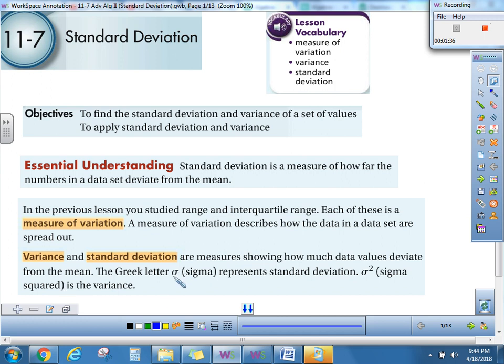And we have some more Greek letters. So we have this one here. It's called sigma. That's what we use to represent standard deviation. The other one is sigma squared. This is what we use to represent your variance. So when you see sigma, you should be thinking standard deviation. And when you see sigma squared, you should be thinking variance.